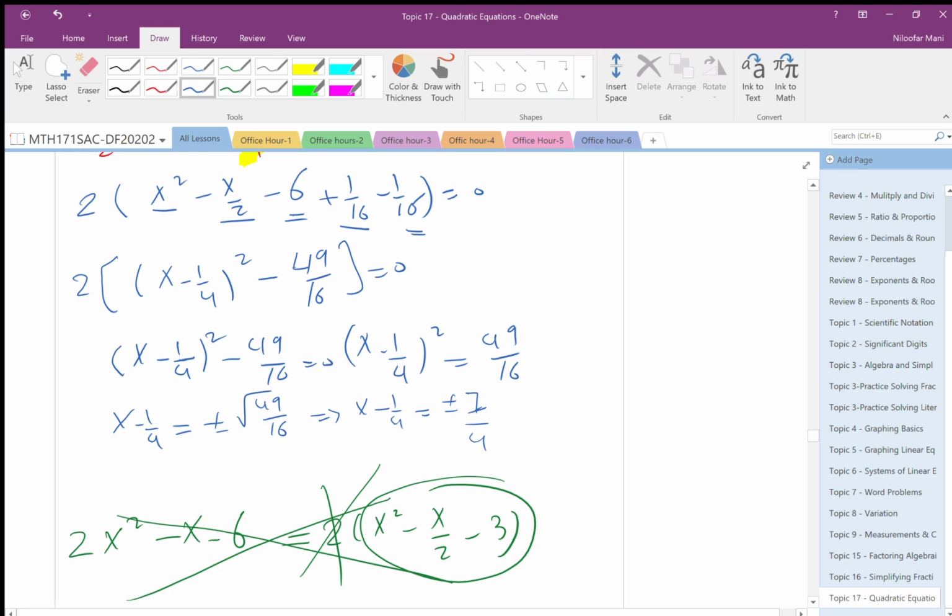So it is really factorable because I don't have any radical. Okay, so one answer is x equals 1 over 4 plus 7 over 4, which is 8 over 4, which is 2. And one answer is 1 over 4 minus 7 over 4, which is x equals minus 6 over 4, which is minus 3 over 2.